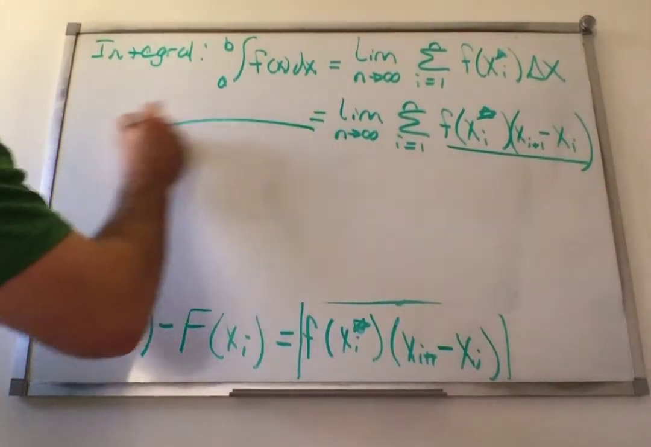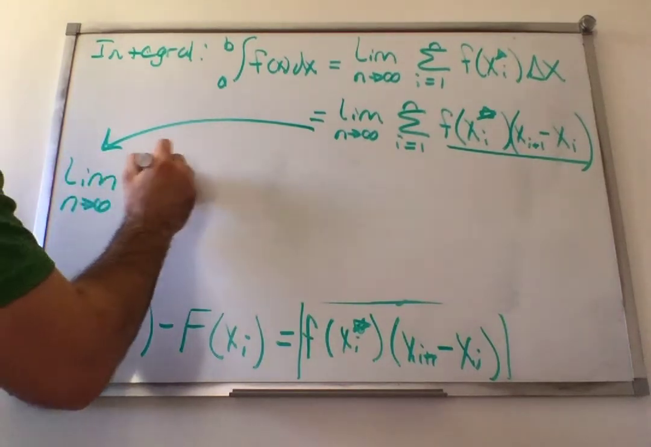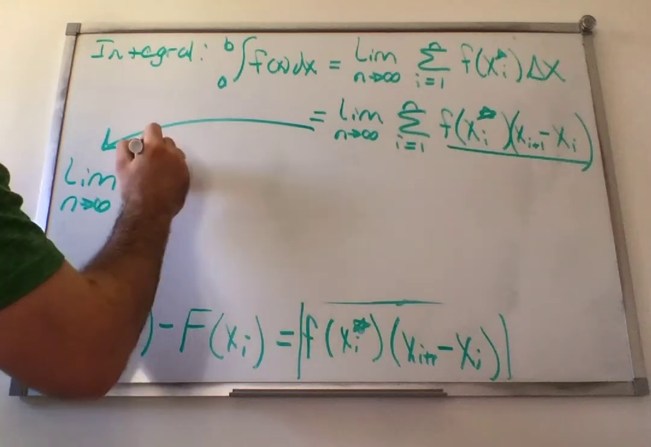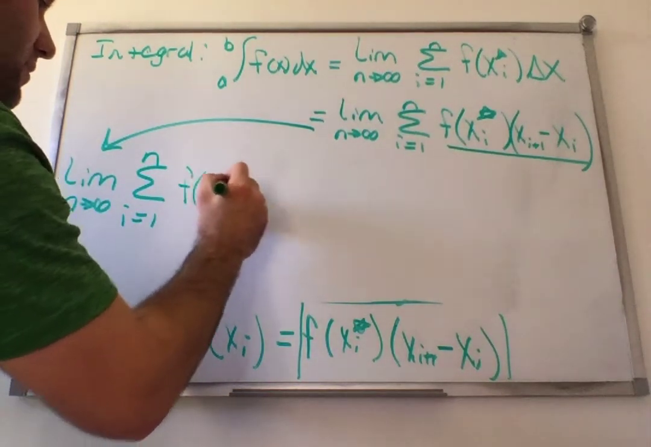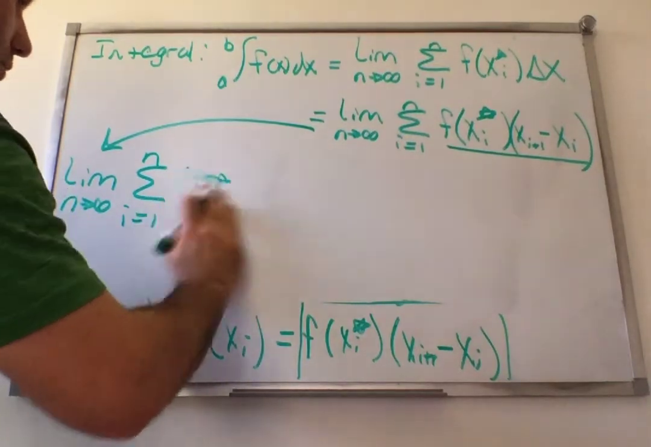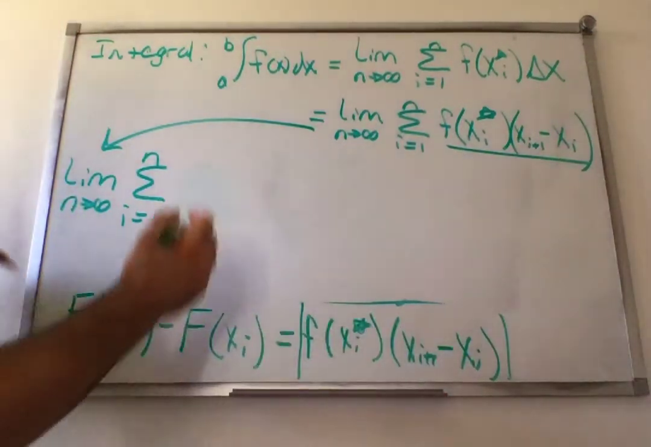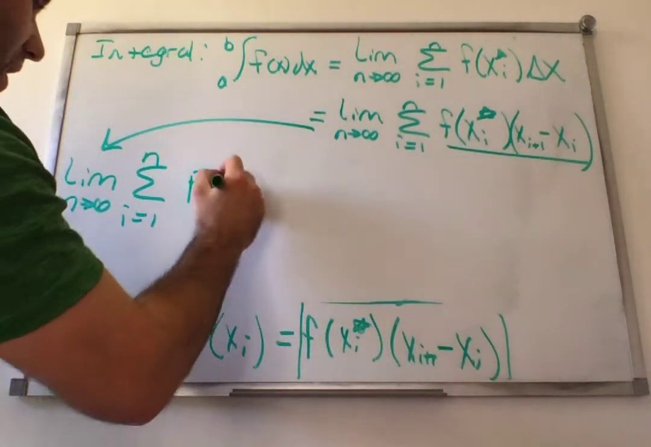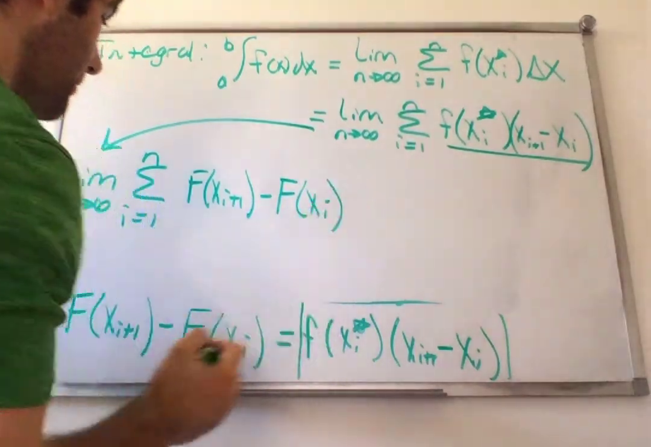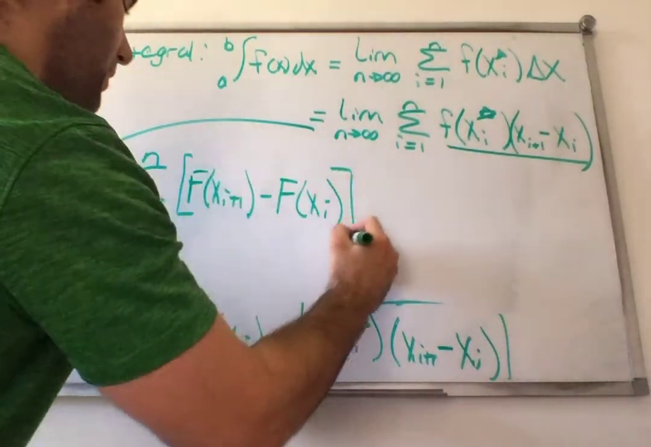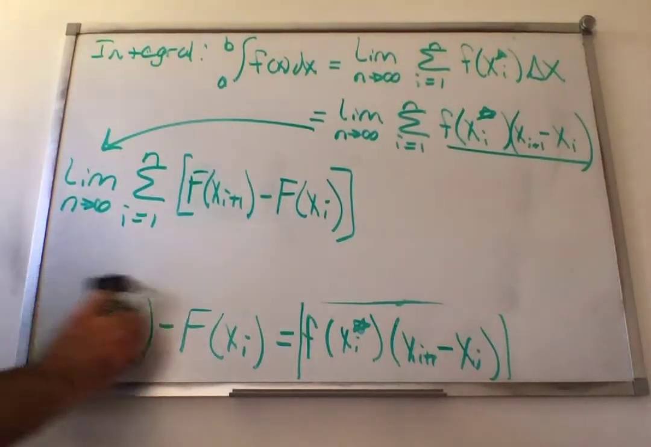So I'm coming over here. Limit as n goes to infinity of the sum of i equals 1 to n of, I was about to copy that, I'm replacing this for this: big F of x_{i+1} minus big F of x_i. Brackets around those. And now let's go ahead and find the sum.